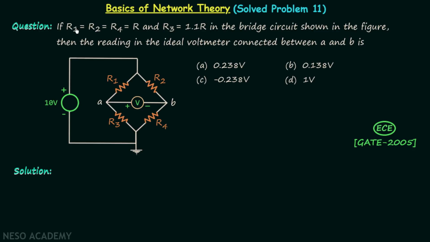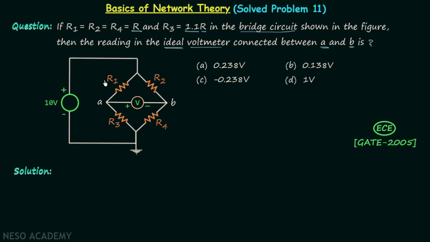If R1 is equal to R2 and they are equal to R4 and all of them are equal to R, and R3 is equal to 1.1 times R in the bridge circuit shown in the figure, then the reading in the ideal voltmeter connected between A and B is. There are four options given and we are required to choose one correct option.